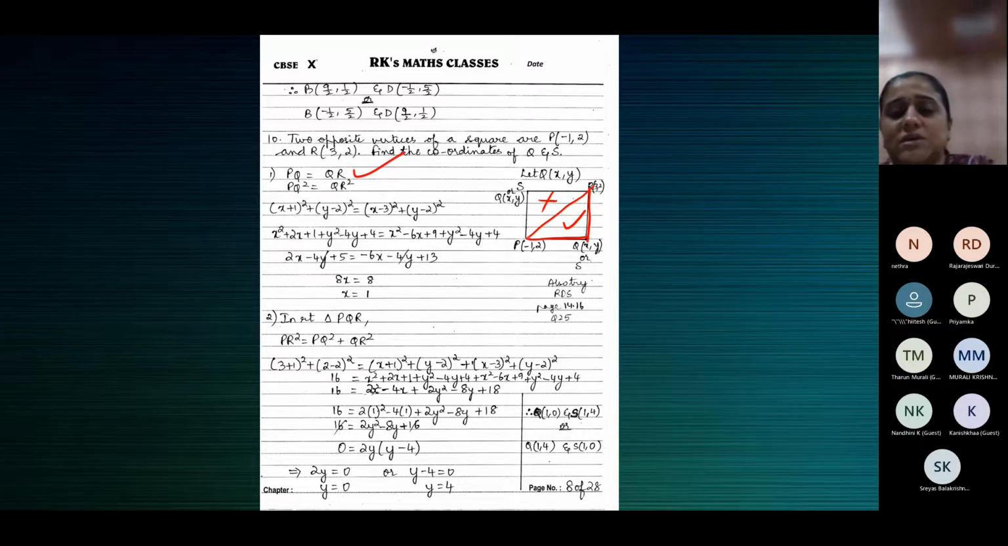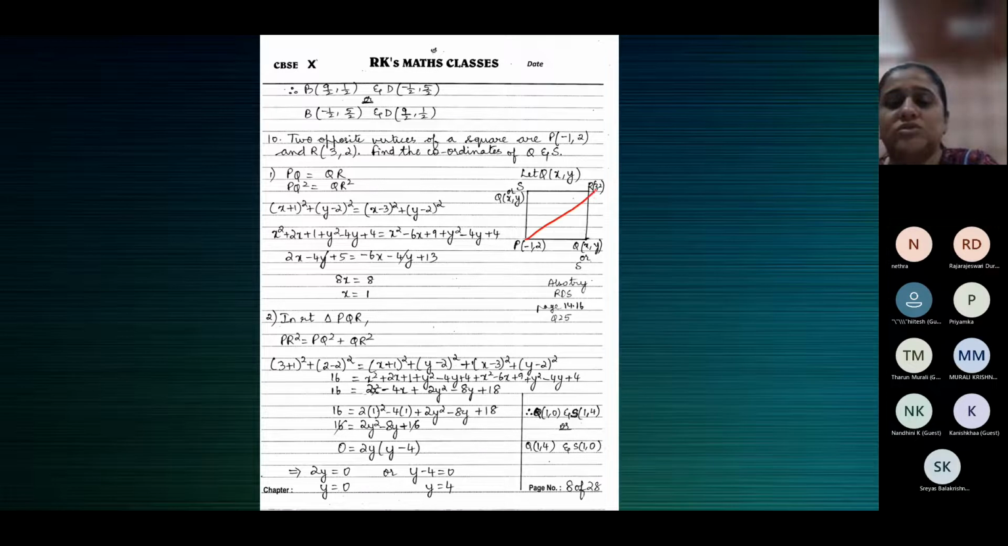The next condition is PR square is equal to PQ square plus QR square, Pythagoras theorem. That's all. You just have to remember this. So what is the procedure? When you know the address of two vertices, how do you find the address of the remaining two vertices? Take one of the two and let the address be x comma y.